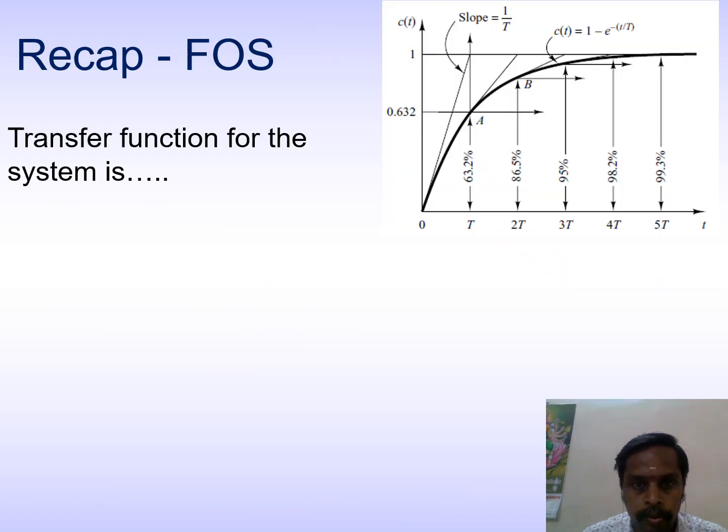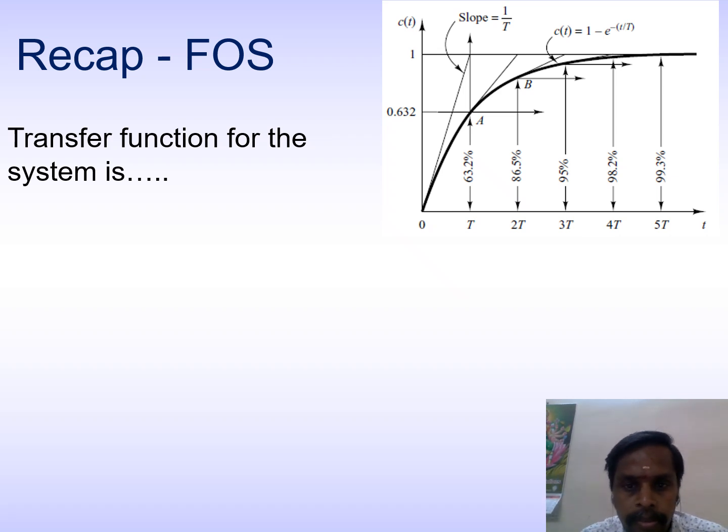So in last class we discussed the first order system behaviors. What is the standard transfer function for the first order system? Good. K divided by tau s plus 1.